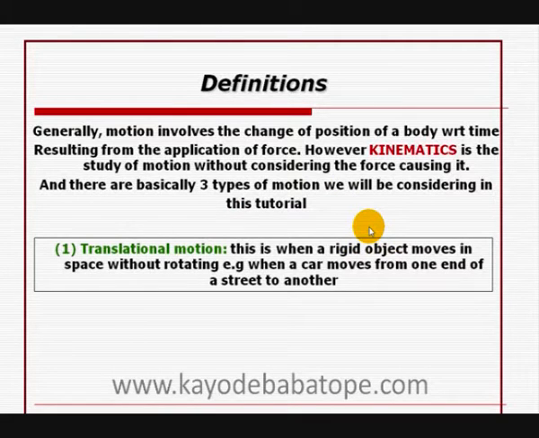They are: 1. Translational motion. Translational motion is when a rigid object moves in space without rotating. E.g., when a car moves from one end of a street to another, that is translational motion. When a child moves from one edge of the room to another, that is translational motion.